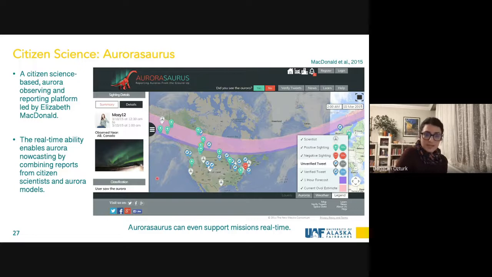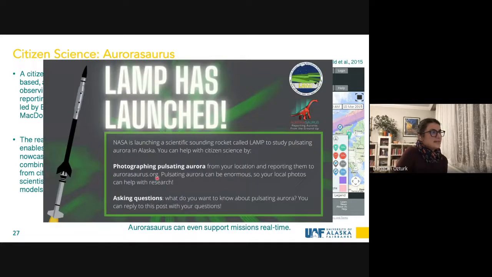Recently, you might have seen that the Loss Through Auroral Microburst Pulsations rocket, the LAMP mission, has been launched, and AuroraSaurus organized a citizen science campaign event to photograph pulsating aurora during this time to help aid the measurements of the LAMP rocket.